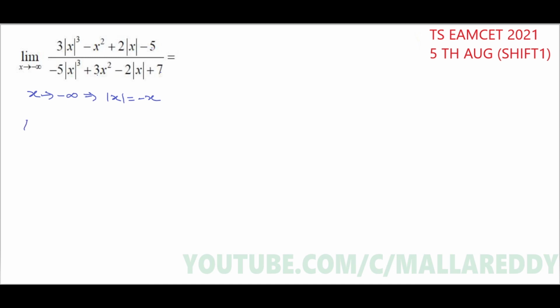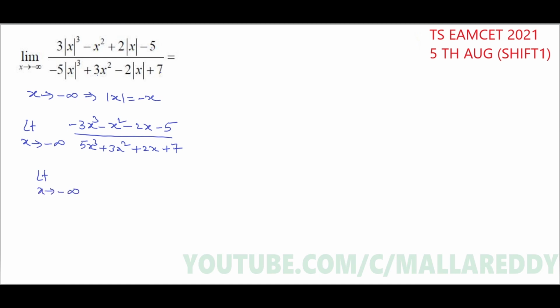Substituting in this, limit x tends to minus infinity. 3 into mod x whole cube, that is minus x whole cube, is minus 3x cube, minus x square, plus 2 into mod x, this is minus 2x, minus 5, by minus 5 into mod x cube, that is mod x is minus x, minus 5 into minus x cube, this is 5x cube, plus 3x square, minus 2 mod x, that is plus 2x, plus 7.